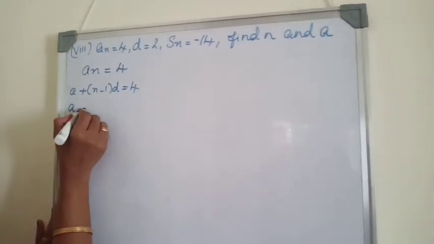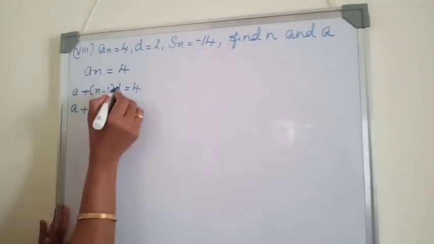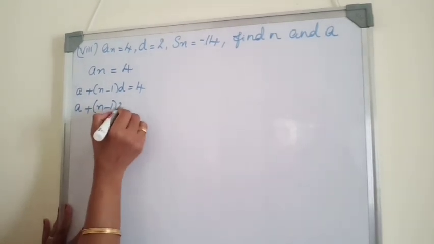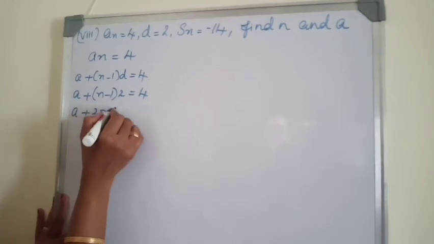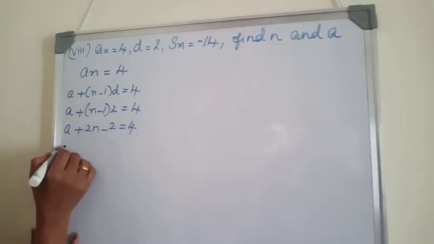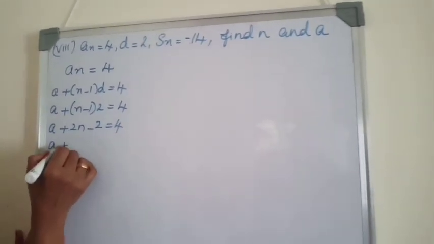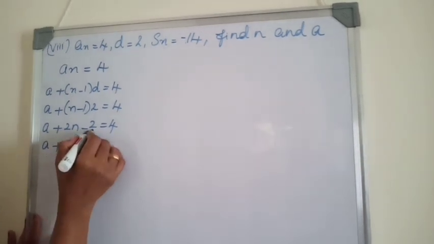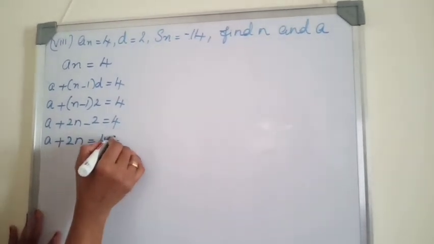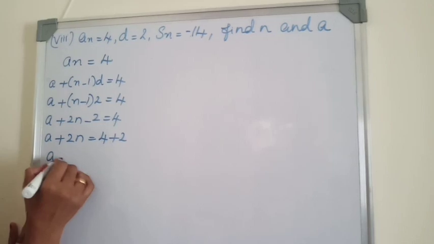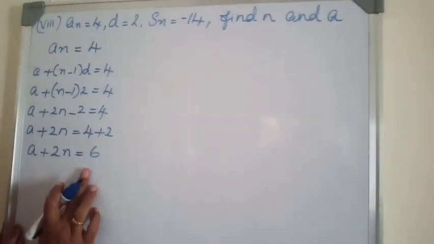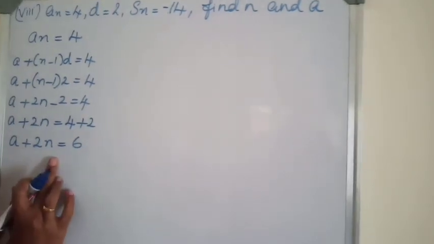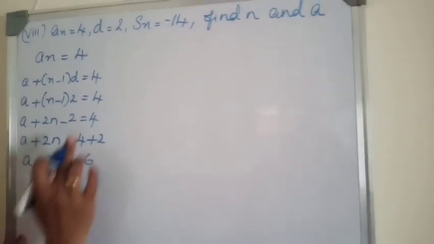a is not given, n is not given, d is 2. We will apply the d value, is equal to 4. a plus 2n minus 2 is equal to 4. a plus 2n is equal to, minus 2 we will take to the right side, 4 plus 2 is equal to 6. a plus 2n equals 6. We'll leave this equation as it is. We have a and n in this equation. Now we will go to the next one.